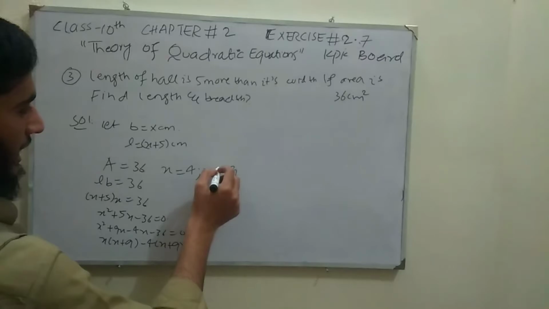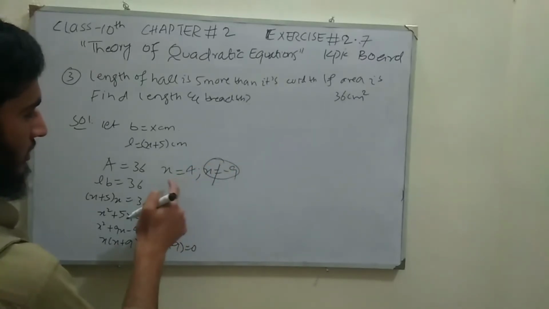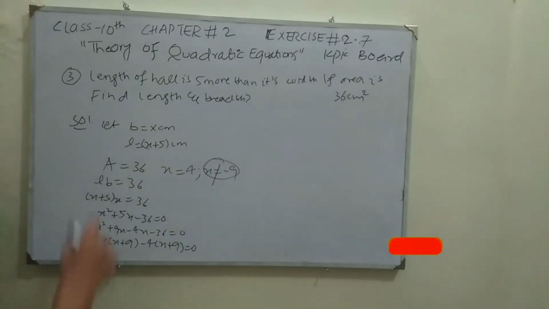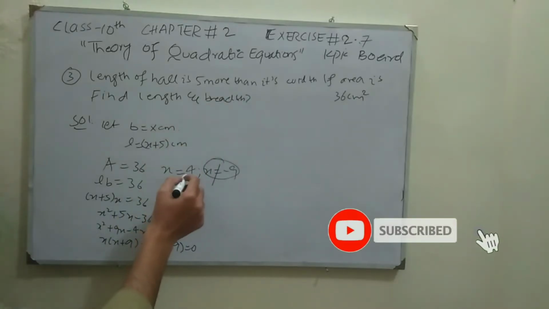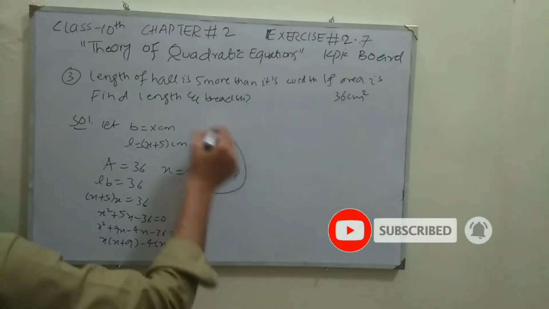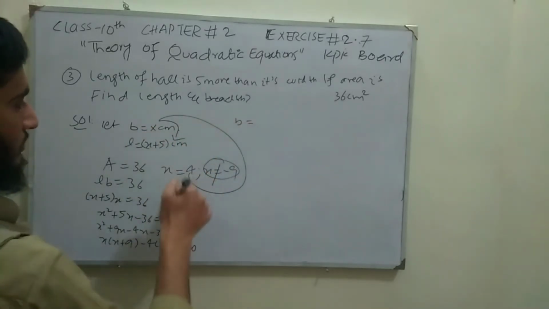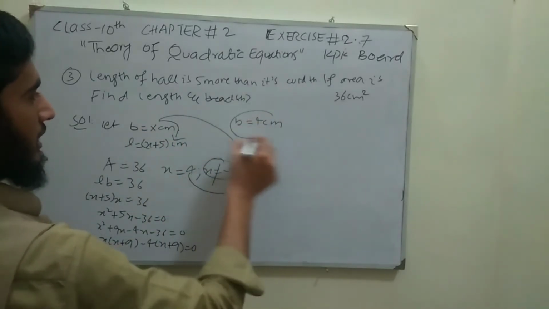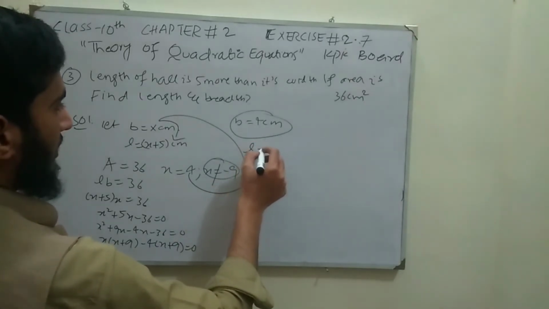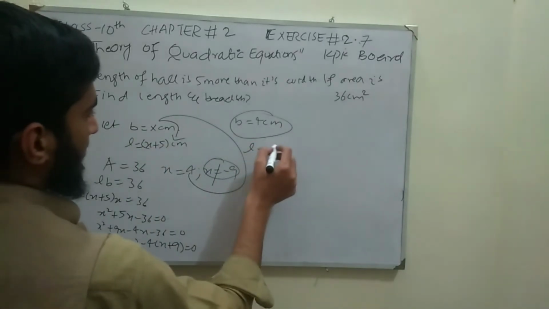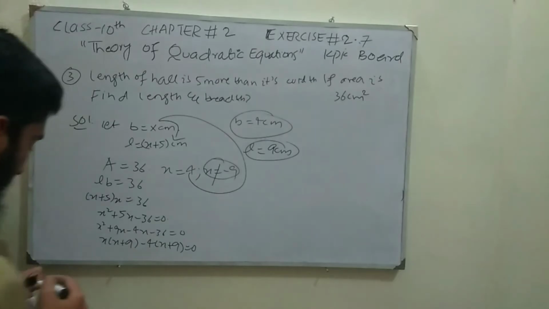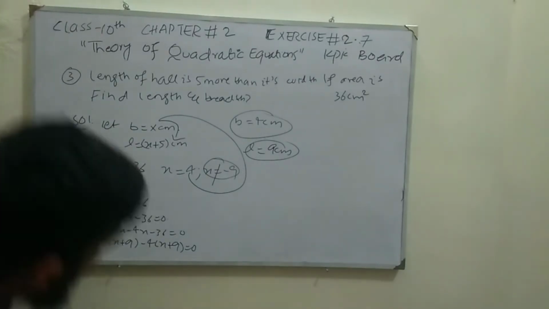As length and breadth cannot be negative, this is not the solution. The only solution is x is equal to 4. But we are interested in the length and breadth, so put the value of x is equal to 4 in breadth and length. So breadth will be equal to x, which is 4 centimeter, and length will be equal to x plus 5, so 4 plus 5 gives us 9 centimeter. Move to the fourth question.